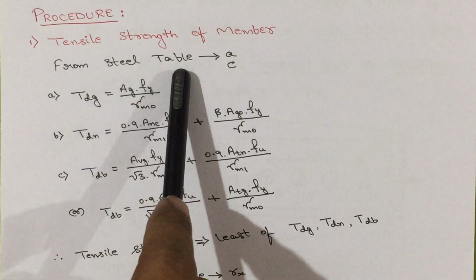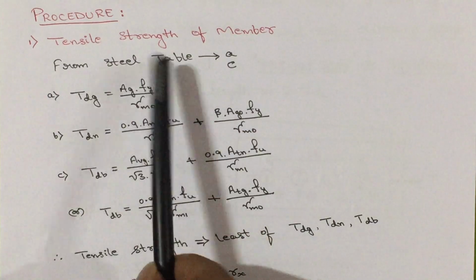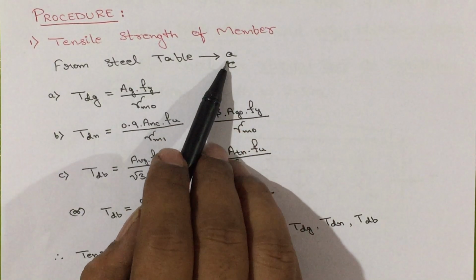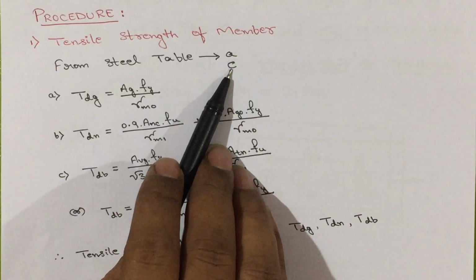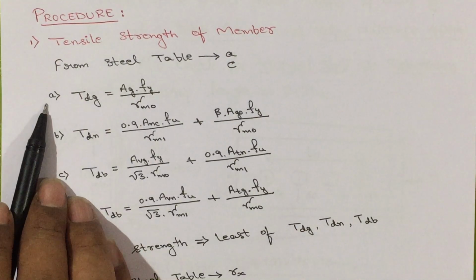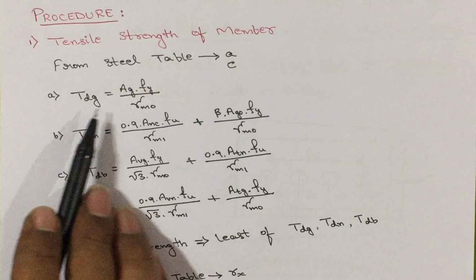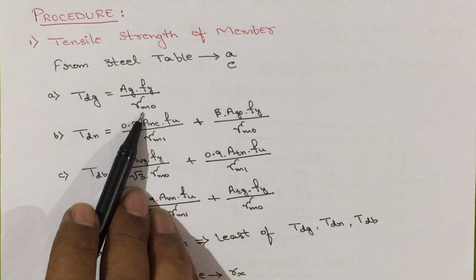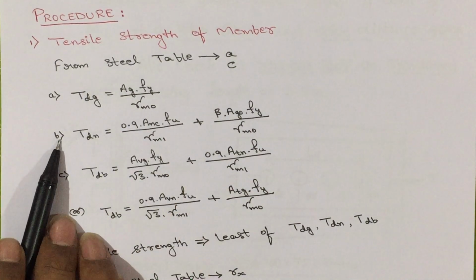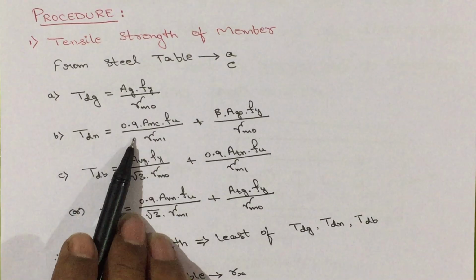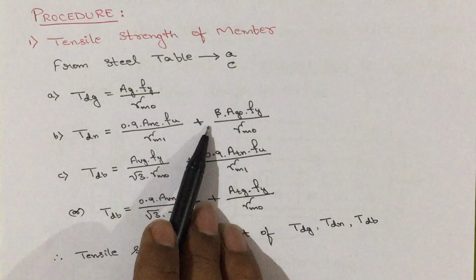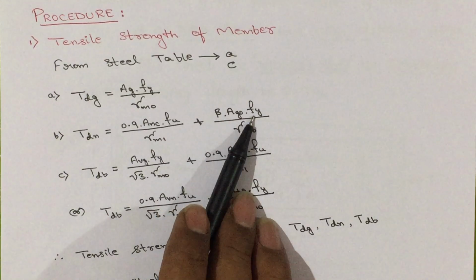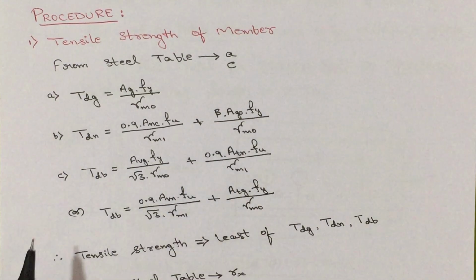First, from the steel table, for the given section, we need to find the cross sectional area A and the centroidal distance C. Then, first step, calculate TDG, that is given by Ag into Fy by gamma m naught. Then second step, calculate TDN, that is given by 0.9 into Anc into Fu divided by gamma m1 plus beta into Ag naught into Fy divided by gamma m naught.